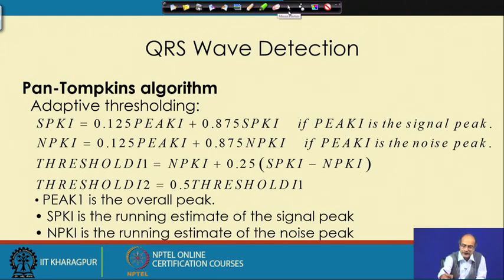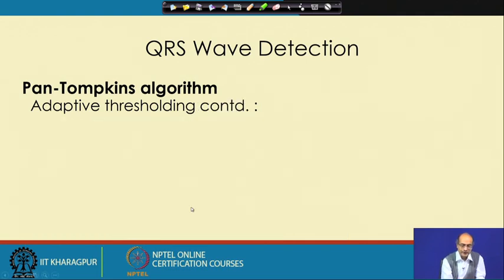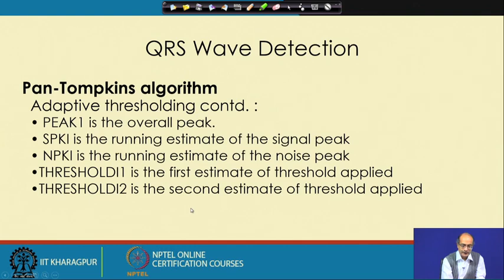So, that is the number of terms we get, and this is how we define threshold 1 and threshold 2. Okay. Now, let us go through the definitions once more, so that we can remember them.